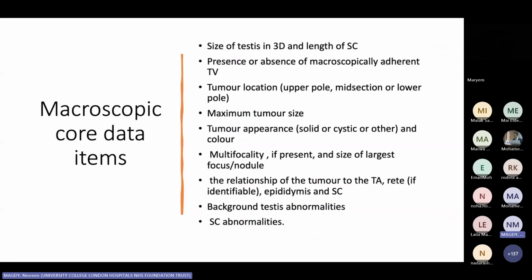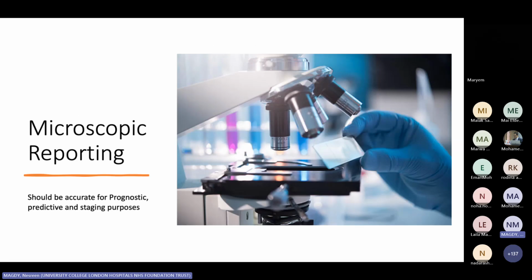So here is a summary of the macroscopic data items that should be included in our report: the size of the testis and the length of spermatic cord, adherence of tunica vaginalis, tumor location, the maximum tumor size, how the tumor looks, if the tumor is unifocal or multifocal, the relation of the tumor to the surrounding structures, any background abnormalities, and any spermatic cord abnormalities. So moving to the microscopic reporting, which should be accurate for diagnosis, prognosis, predictive, and staging purposes.